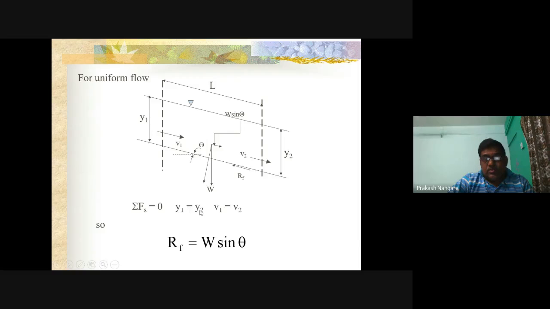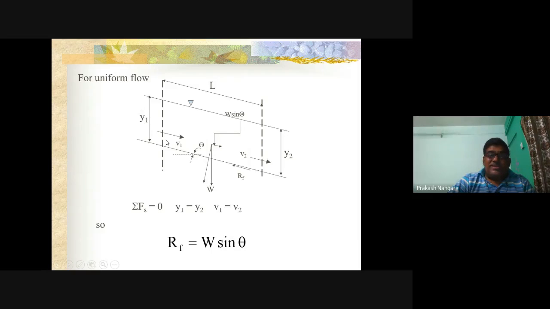This is the condition to be observed, and the summation of all the forces is equal to 0. The weight of the water, W, acts in the downward direction. W sin theta is the component acting in the direction of the flow, and W cos theta is the component acting normal to the direction of the flow. The resistance force is worked out from W sin theta, the gravitational pull, which also acts in the direction of the flow.